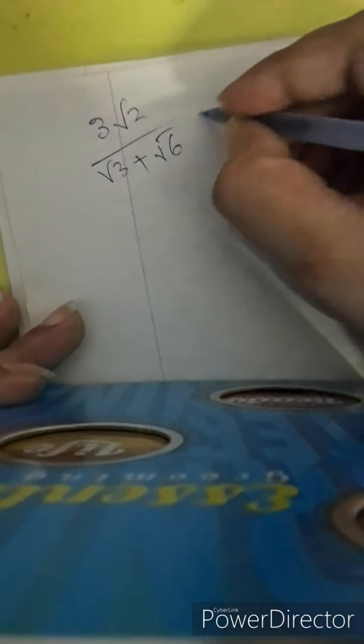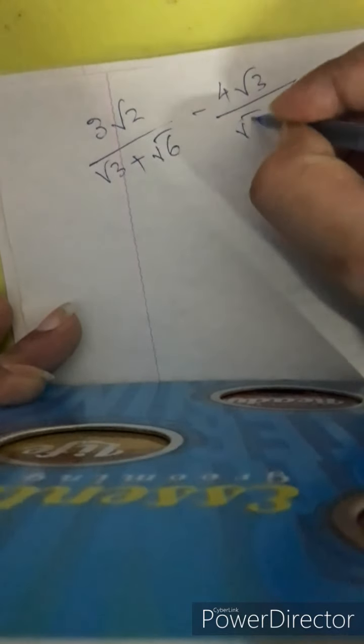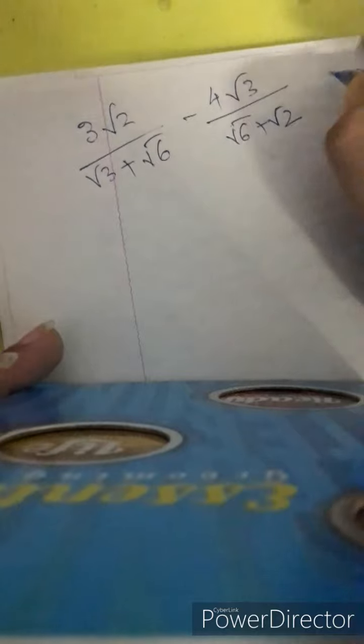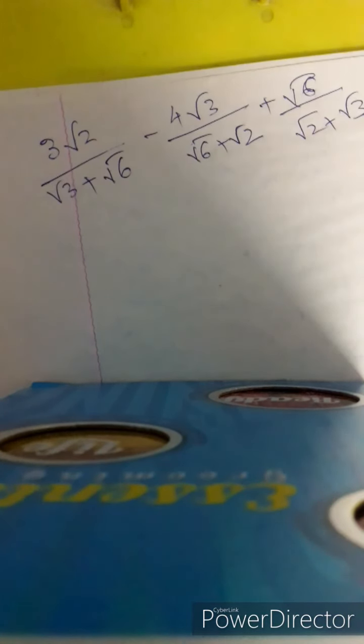Just taking a look at another problem. After that we'll wind up this chapter. So here we have to rationalize the denominator and simplify. Alright, so 3 root 2 by root 3 plus root 6 minus 4 root 3 by root 6 plus root 2 plus root 6 by root 2 plus root 3. So we have to rationalize the numerator and denominator.